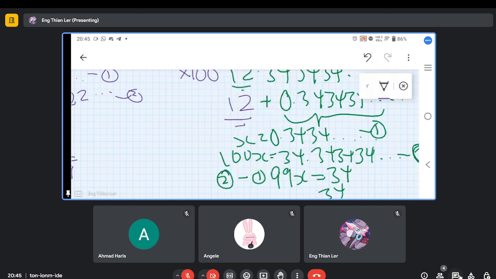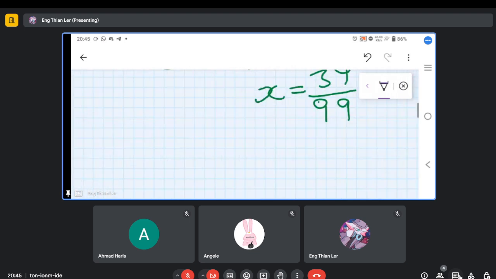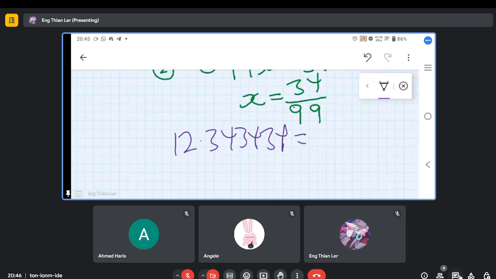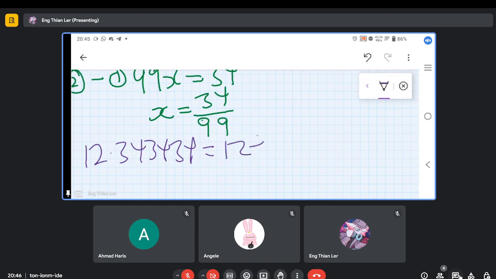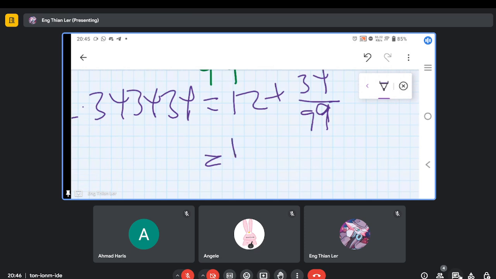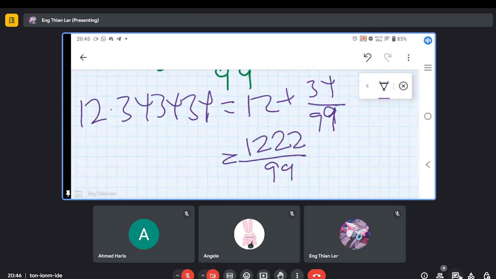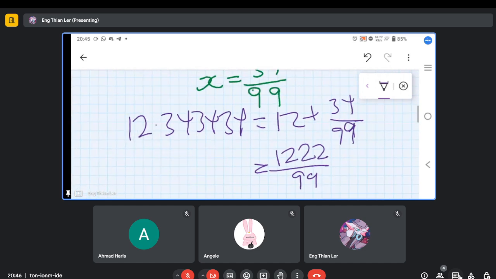So 12.343434... is equal to what? 12 plus this 34 over 99. So we press the calculator: 12 plus 34 divide 99. We get 1222 over 99. And that is still not the answer yet, because remember at the first time we multiplied by 100.